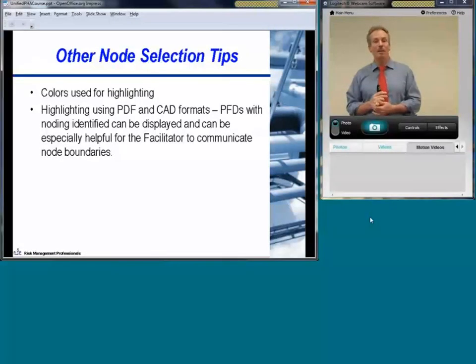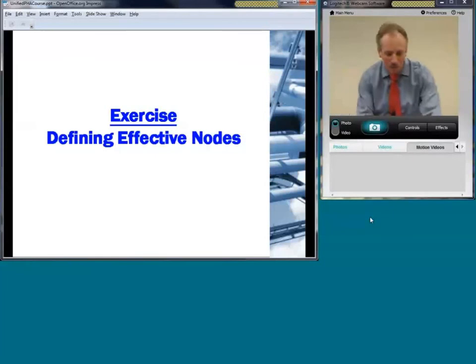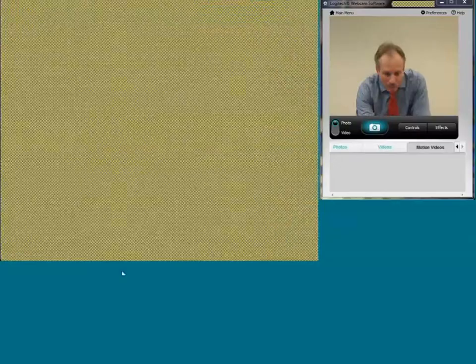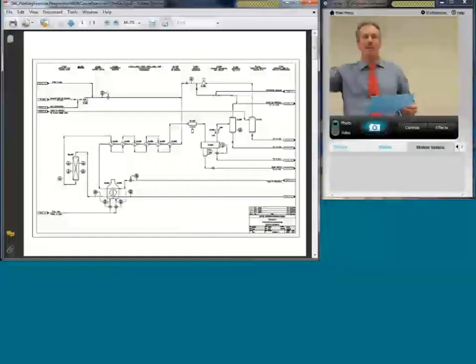Also, we tend to highlight PDF files so they can be useful later. And in fact, that's the one being used for our little workshop this morning. So let's do a little exercise for defining the nodes. What I'm going to do is switch over to that PDF file, just the first page, if you wouldn't mind. Good. All right. You got that? Okay, great.